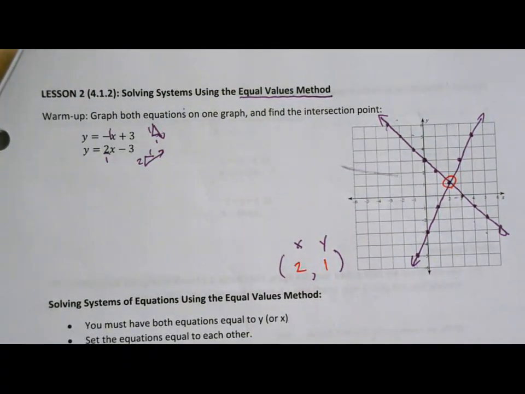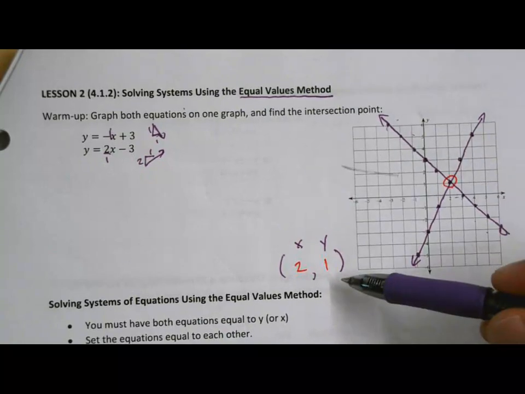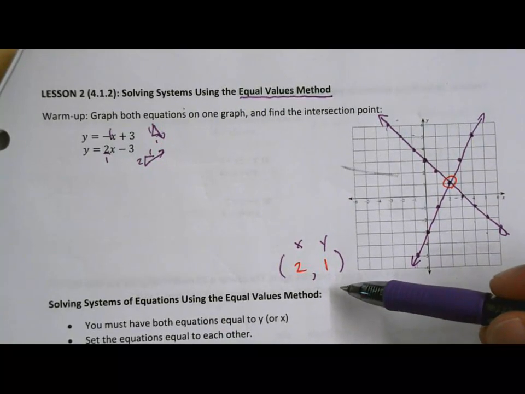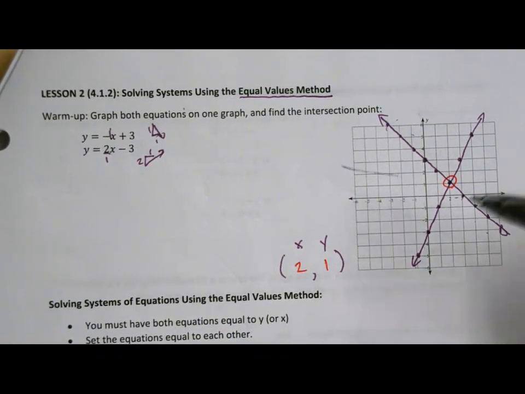Does anybody have any questions on how to get that (2, 1) by graphing? All right, so we're gonna work the problem again, but I'm gonna show you how to do it using this equal values method. We should come up with the same answer, right? That's one of the cool things about math. If there's multiple ways to do a problem, that's cool, but you should get the same answer every time. So let's see if we can get that same answer.